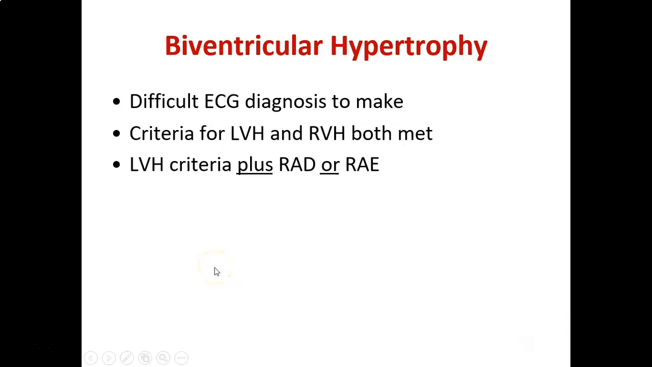Sometimes both ventricles are hypertrophied. That's called biventricular hypertrophy, and it's a very difficult ECG diagnosis to make. It's very hard to get the criteria for both left and right ventricular hypertrophy on one ECG. So other evidence you may get is left ventricular hypertrophy criteria plus associated right axis deviation or right atrial hypertrophy.